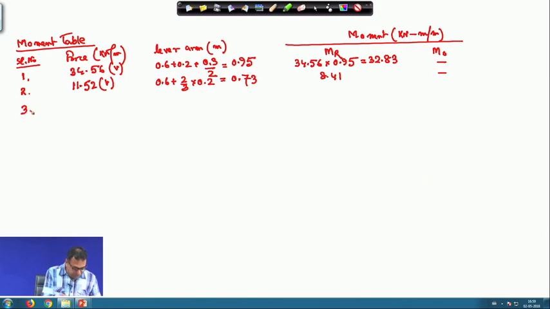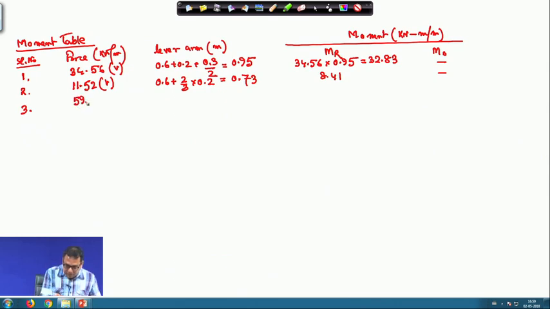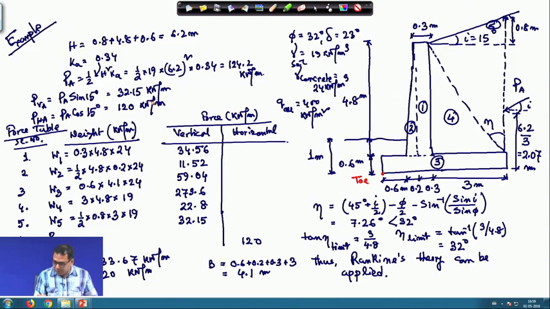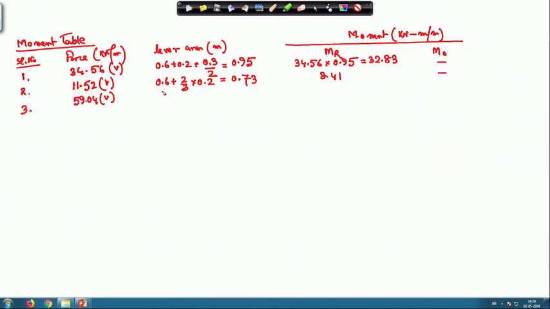Then for the third part, the force is 59.04. This is vertical, and the lever arm will be 4.1 divided by 2, because this will act at the center of this rectangular portion. So, this lever arm will be 4.1 divided by 2, which is 2.05. So, the resisting moment will be 121.